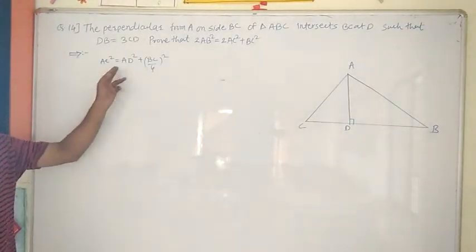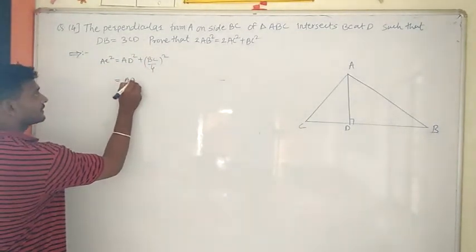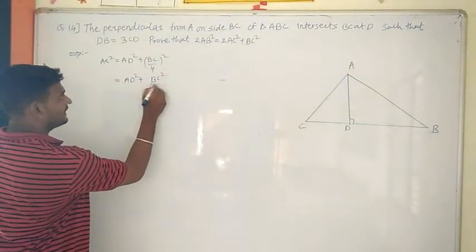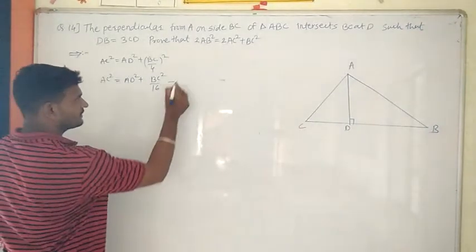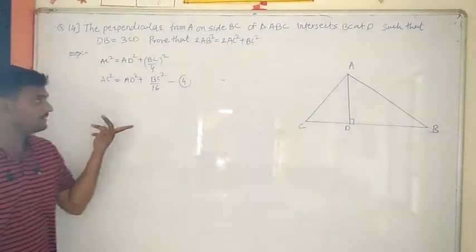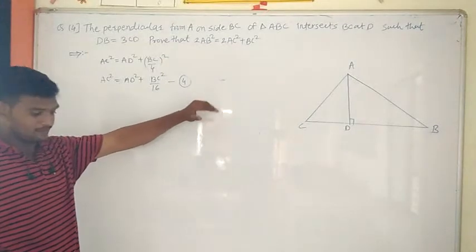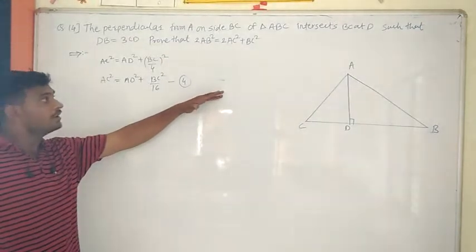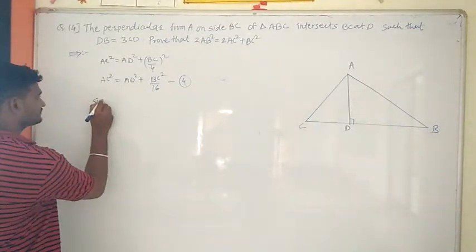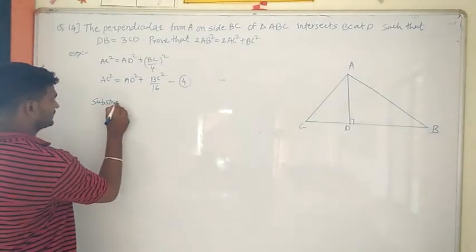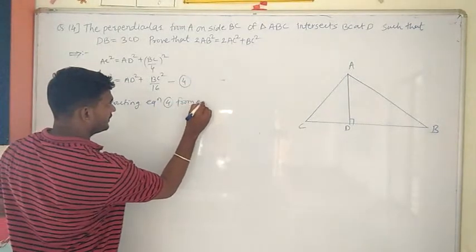We got here AC square is equal to AD square plus BC by 4 bracket squared. We will simplify it: AD square plus BC square divided by 16, since 4 square is 16, is equal to AC square. Mark it as equation number 4. Now, in equation number 2, we got the AB square value. Now, we have to subtract equation number 4 from equation 2.